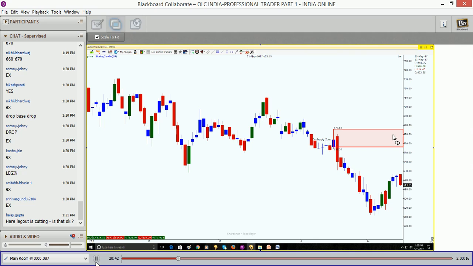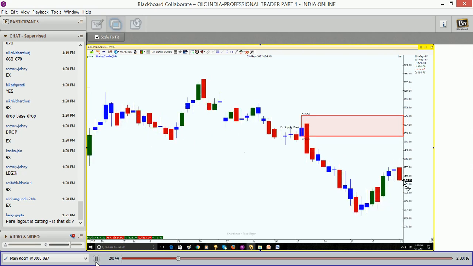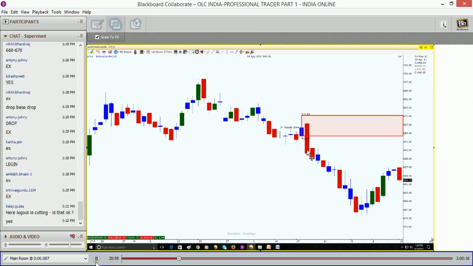Leg out is cutting. Balaji, if I start with my current market price over here, I can traverse over the wicks and reach the base here without cutting candles. Are you talking about this leg out cutting, Balaji? The leg out, the zone is allowed to do that, Balaji, my friend. It is only outside the zone you are not allowed to cut candles. This leg out is the part of the zone itself, so it doesn't matter.